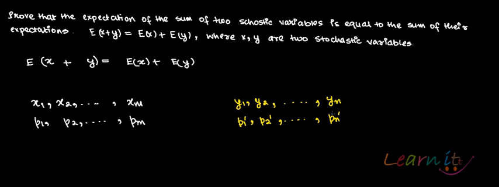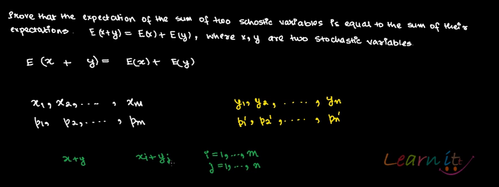Then in that case, x plus y is a new variate. X is one variate, y is another variate. X plus y is a new variate which can take the values xi plus yj. The total number of values would be mn. I'll tell you how: i starting from 1 to m and j starting from 1 to n.